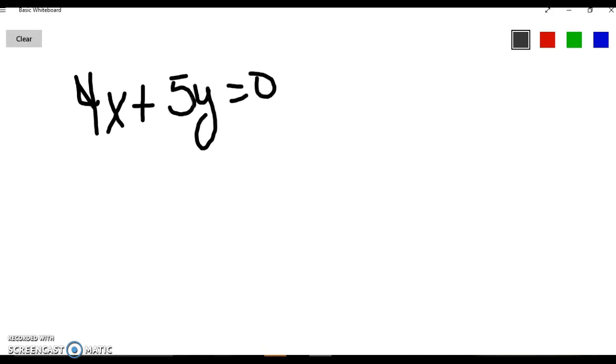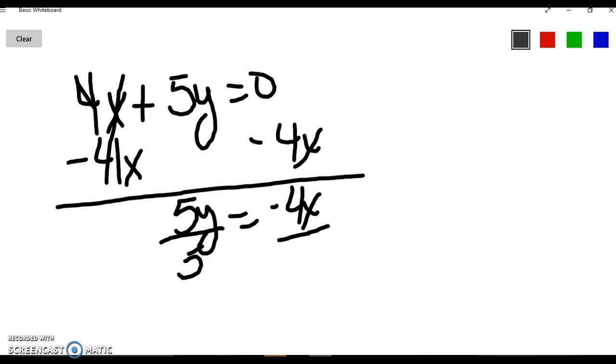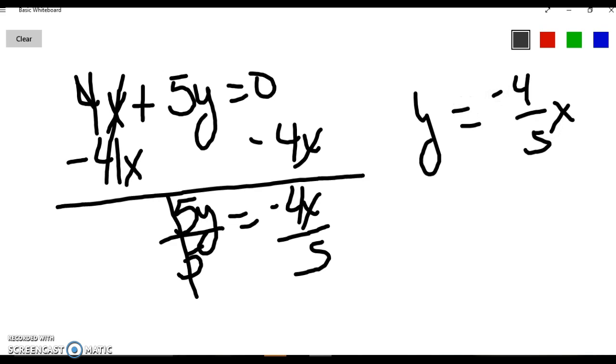Okay, so the first thing we need to do is solve for y. So I'm going to subtract 4x from both sides. And I get 5y equals negative 4x. Then I'm going to divide both sides by 5 to get y alone. And I get y equals negative 4 over 5x.